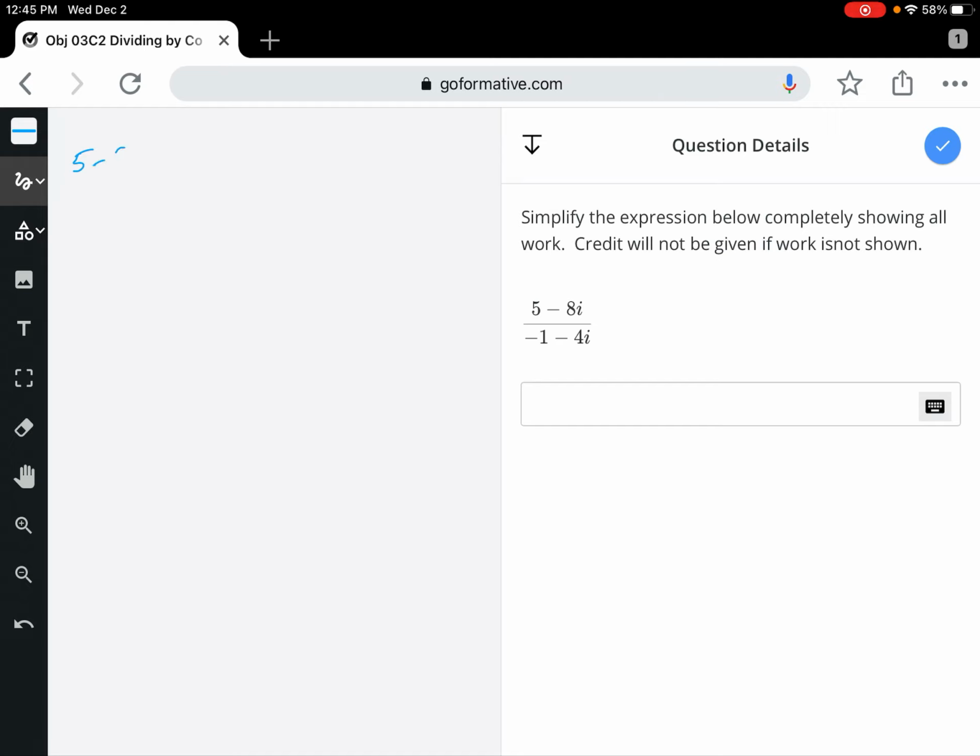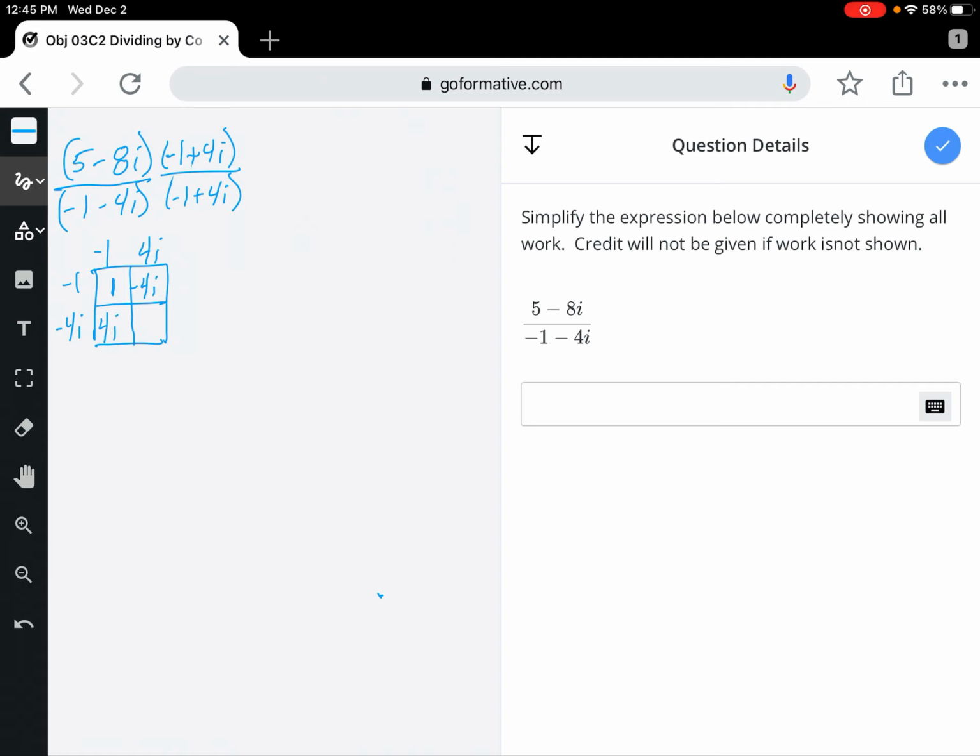So the next one, 5 minus 8i over negative 1 minus 4i. Multiply by the conjugate, which is negative 1 plus 4i, negative 1 plus 4i. Okay, I have to do two boxes. I have my denominator box, which is going to be the negative 1 minus 4i and negative 1 plus 4i. I'll just fill in that box right here.